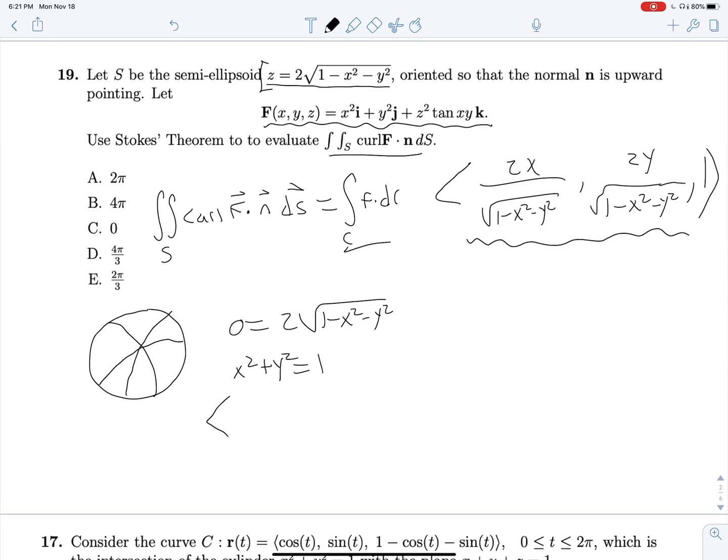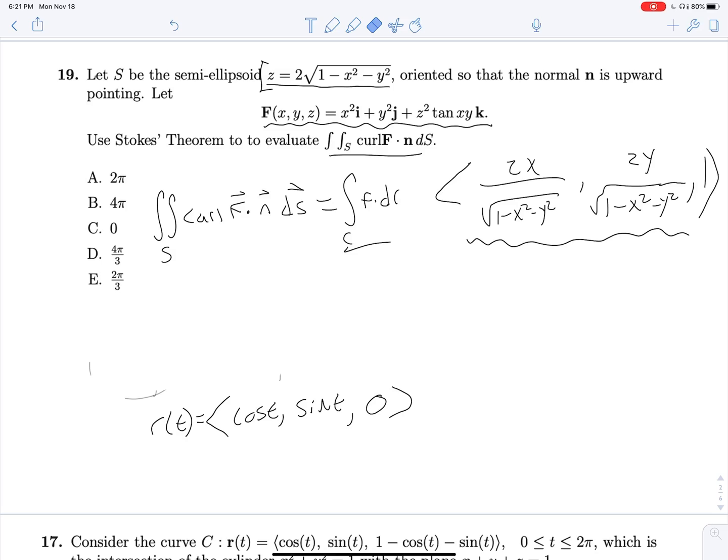We can parametrize this thing. R of t is equal to cosine of t, sine of t, and what's our z equal to? Well, z is 0 in this case. And so making a little bit of extra space for ourselves, we can now take this r, and really we're rearranging this F dot dr to F of r of t times r prime of t dt.